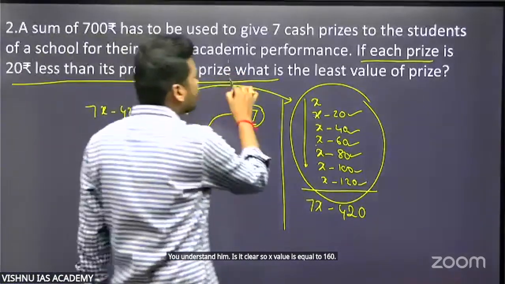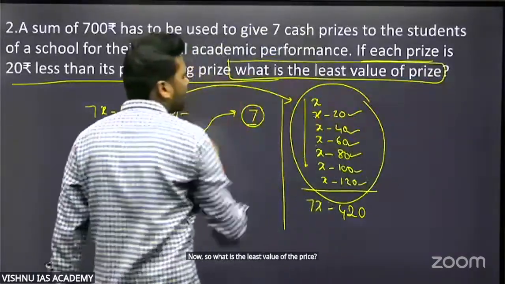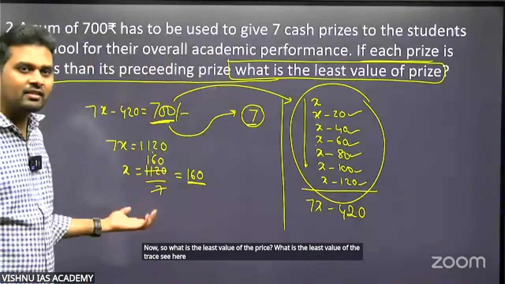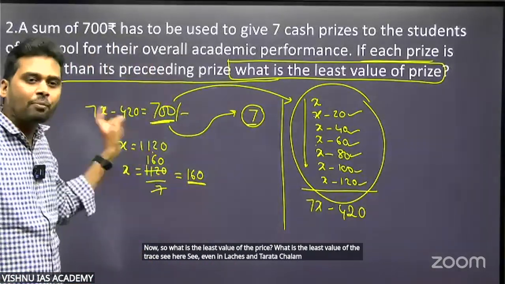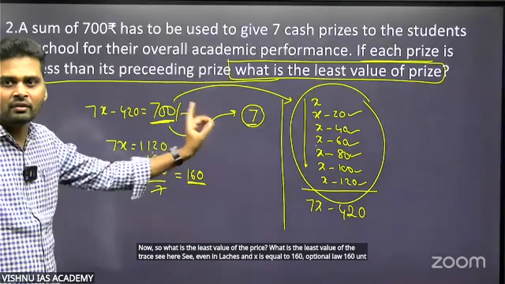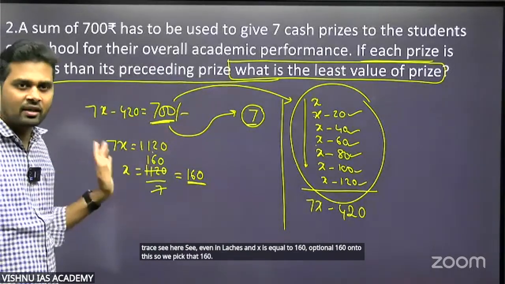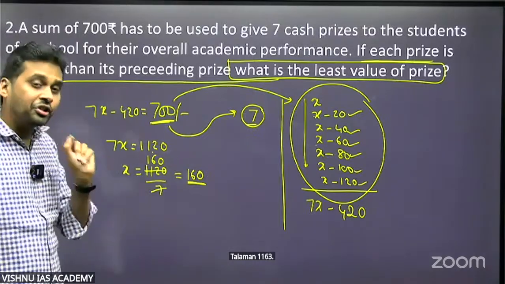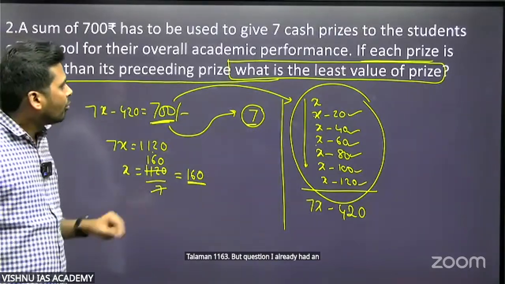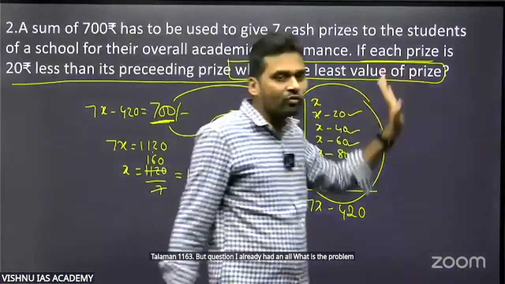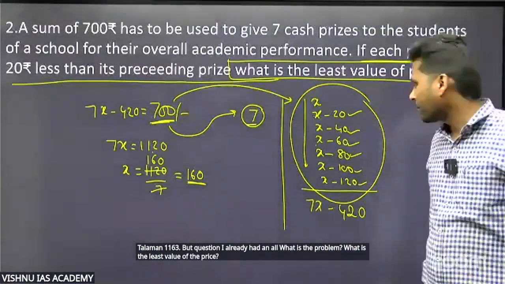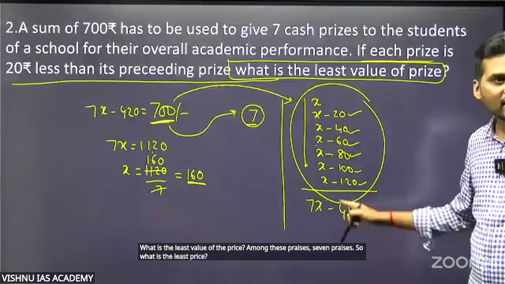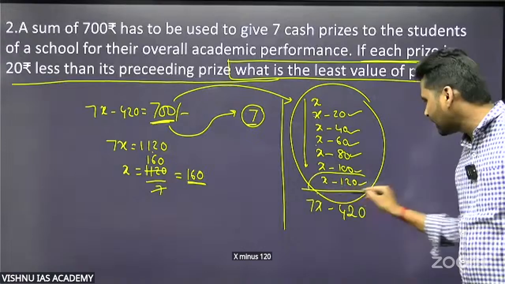Now, what is the least value of the prize? See here, many people, after getting x is equal to 160, find 160 in the options and pick it. చాలా మంది 160 అని రాసేస్తారు ఎందుకంటే x వాల్యూ వచ్చిన తర్వాత ప్రాబ్లమే అయిపోద్ది అనుకుంటారు. But we must read very clearly what the question asks. What is the least value of the prize? Among these 7 prizes, what is the least prize? x minus 120 is the least prize.